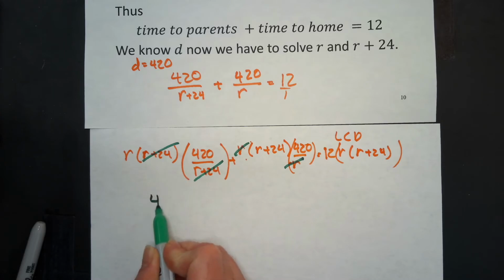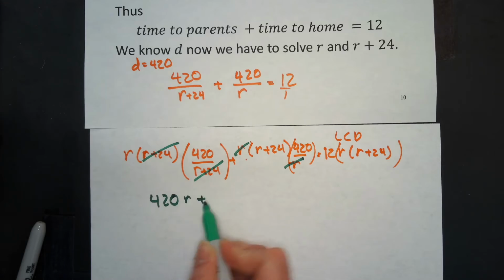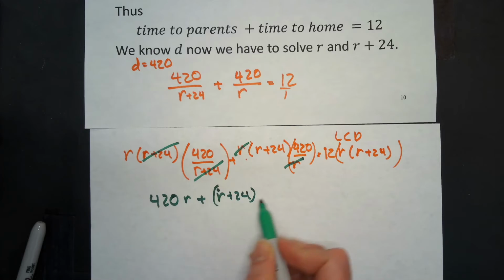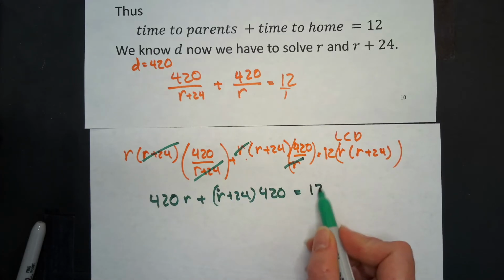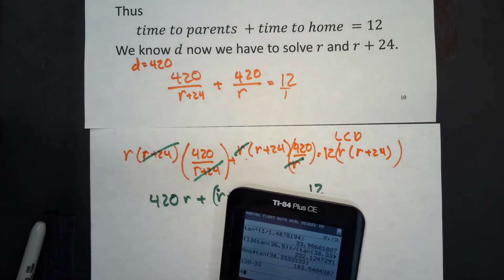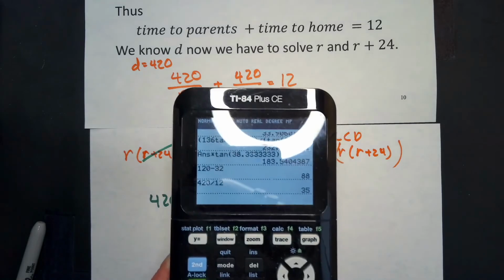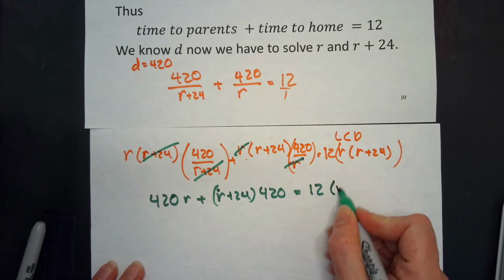We're going to get 420R plus R plus 24 times 420 equals 12 times, and the reason why I'm leaving 12 out is I'm pretty sure 12 divides into 420. Let's see if that happens. 420 divided by 12. That's 35. So let's divide everything by 12 instead of multiplying that out.